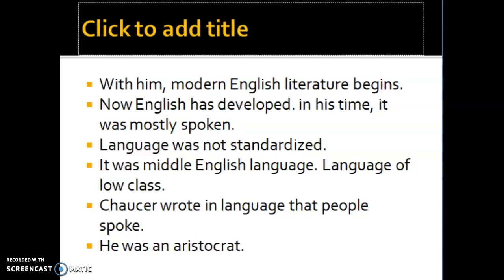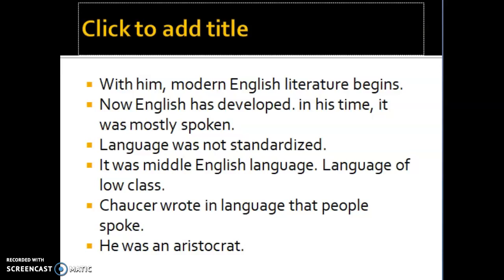We can also say that with Chaucer, modern English literature really begins, because before him nobody was ready to write in English. Most of the writings were in Latin, and those were religious writings. That literature was religious literature. Now English has developed, and in his time it was only mostly spoken form of language. We are living in 21st century. English has developed a lot, but in Chaucer's time English was not very much developed. It was mostly spoken only, and it was not standardized.